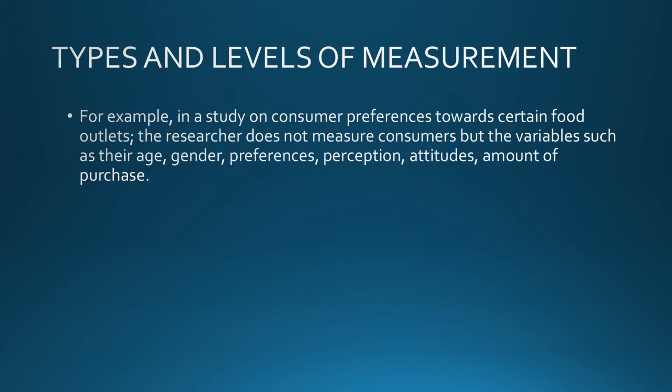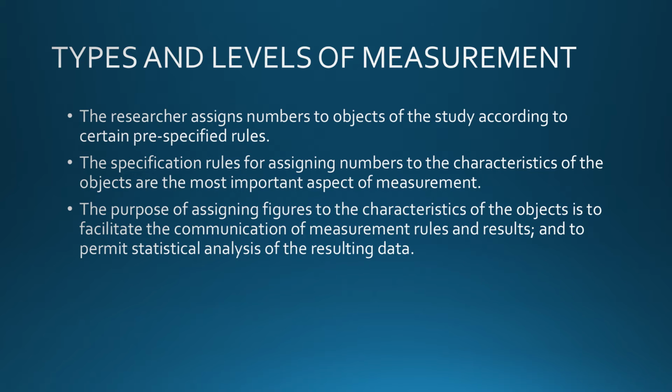For example, in a study on consumer preferences towards certain food outlets, the researcher does not measure consumers but the variables such as their age, gender, preferences, perception, attitudes, amount of purchase. The researcher assigns numbers to objects of the study according to certain pre-specified rules.